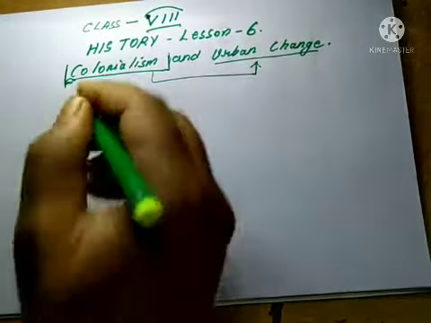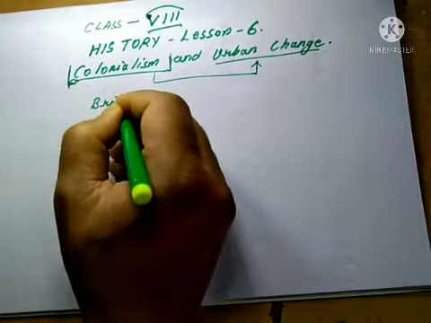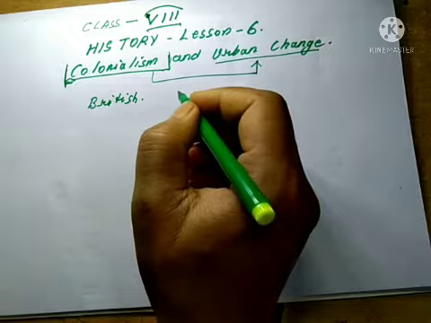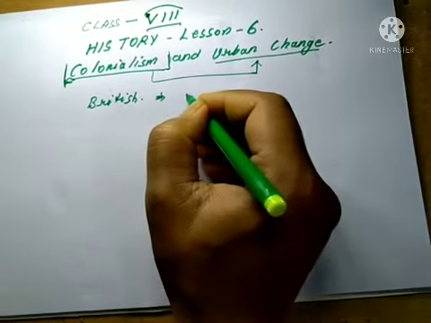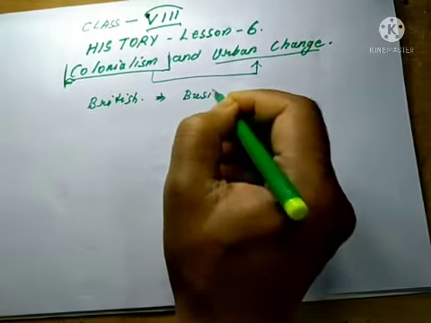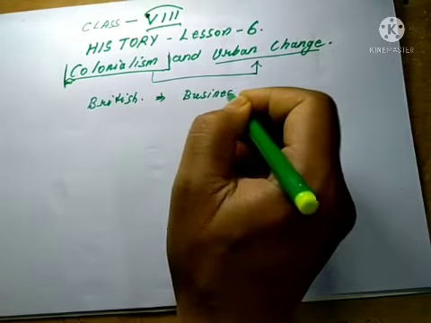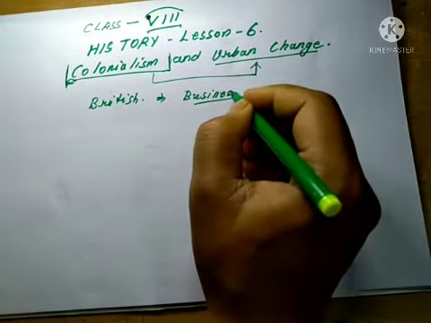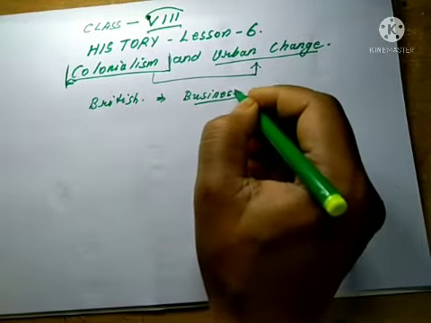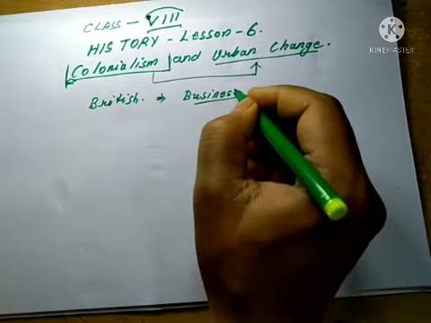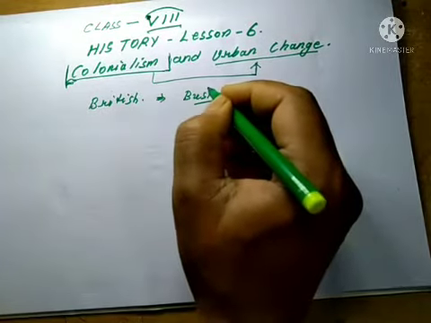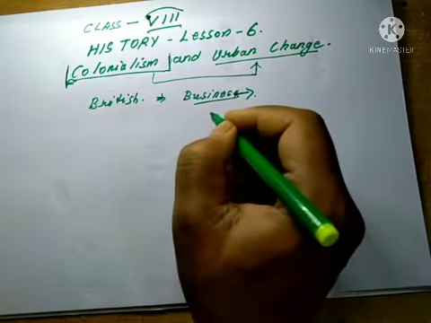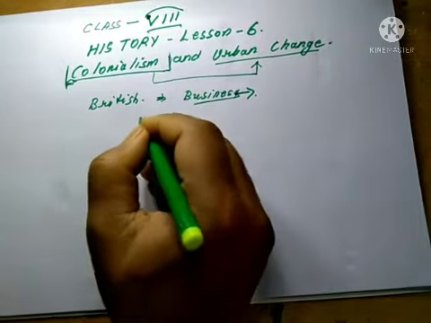So why did the British come to India? The British came to India in the form of a company to do business. To do the business, the British came in the form of a company called the English East India Company.